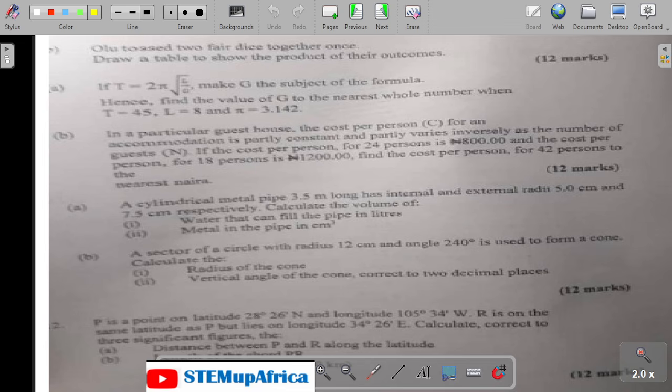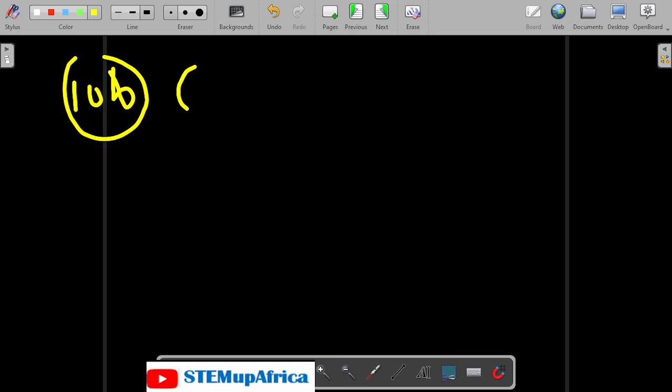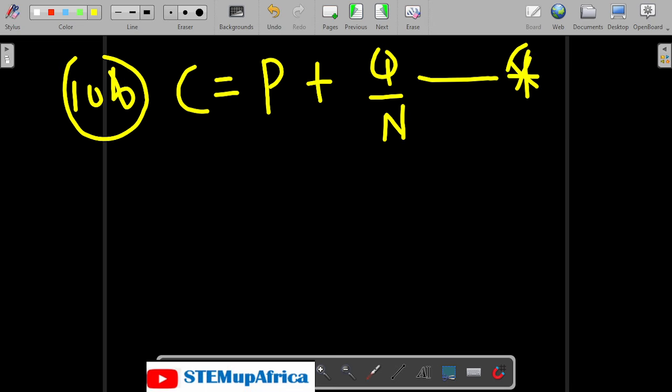Then let's see what we have in question 10B. Question 10B says, in a particular guest house, the cost per person for an accommodation is partly constant, partly varies inversely as the number of guests. So for 10B, the cost is constant. Let's say the first constant is P. Let's take Q over N. So this is the original expression of the equation.